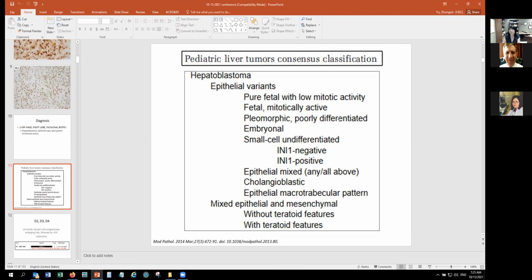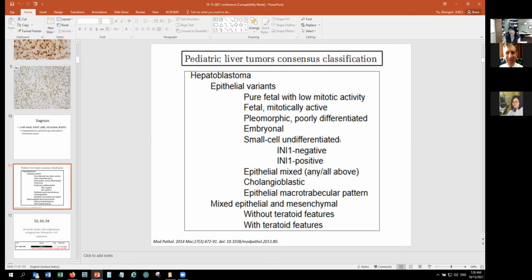Pleomorphic, poorly differentiated usually has very prominent nucleoli, more pleomorphic and more malignant looking. That's the pleomorphic one, usually very focal. Embryonal cells are more immature compared to fetal type. The cells are usually larger, with a higher N/C ratio, and mitoses are more active. And another one is called small cell undifferentiated type.